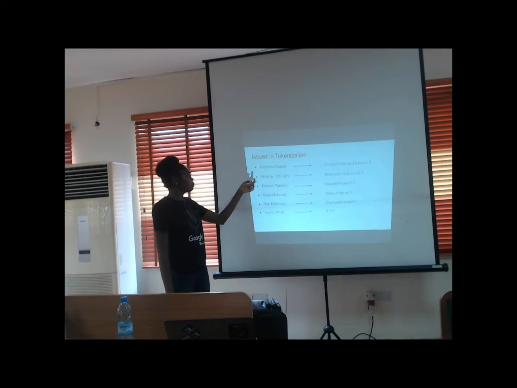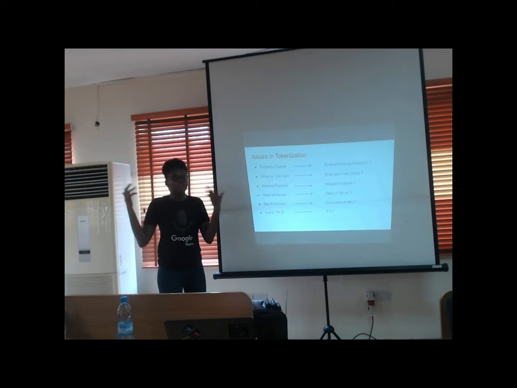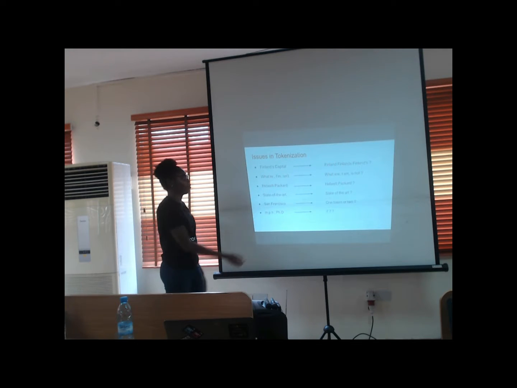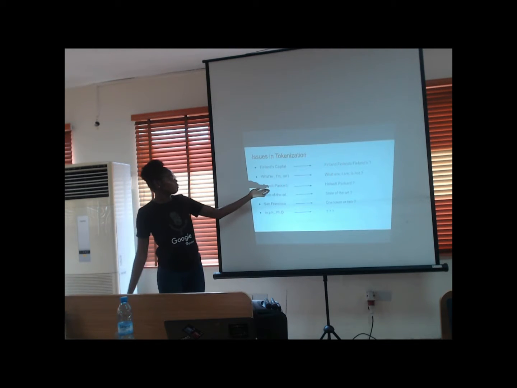Another example is what are and isn't. How do you tokenize this? You tokenize it as what and then RE. Because RE doesn't make sense, RE is not a word, or I and M. M is just like a letter. Do you understand? These are other examples.